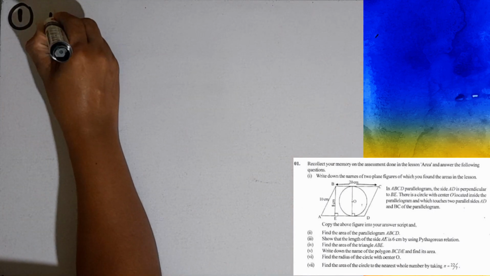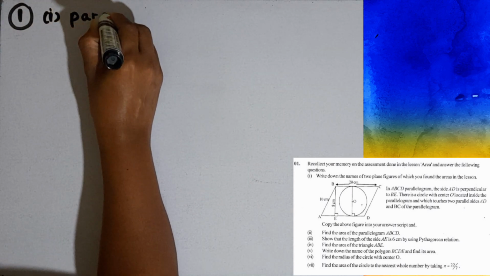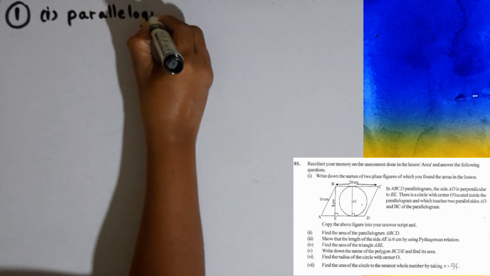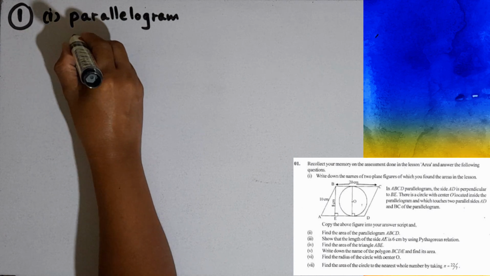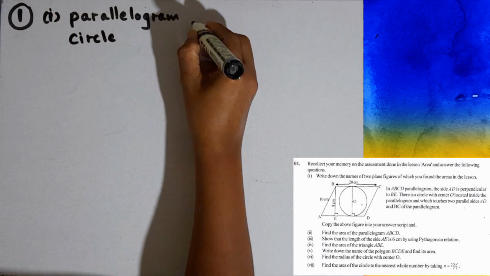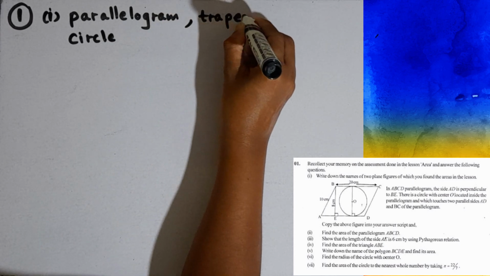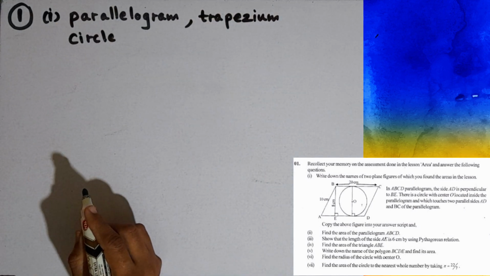We can take parallelogram. Then trapezium, circle. These are the plane figures. You can write two of them.